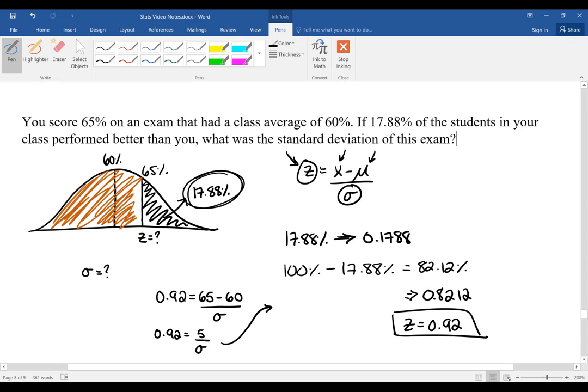We're going to manipulate this formula, so we're going to switch the sigma and the 0.92. And now we can plug this into our calculator. What I have for my final answer, actually, you know what? I'm not going to round. It doesn't ask me to, so I'm going to leave my answer unrounded. What I have here is 5.4347, and there's some decimals after that, so I'll put the dots, and my answer is going to be in percent. So the standard deviation for this exam would have been about 5.4%.